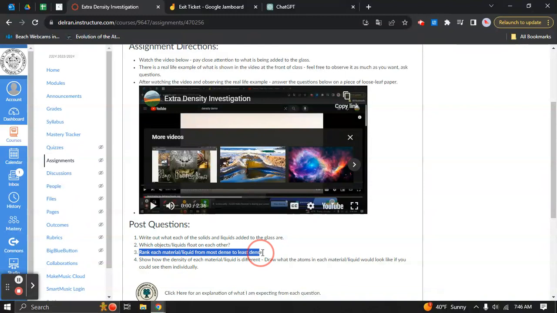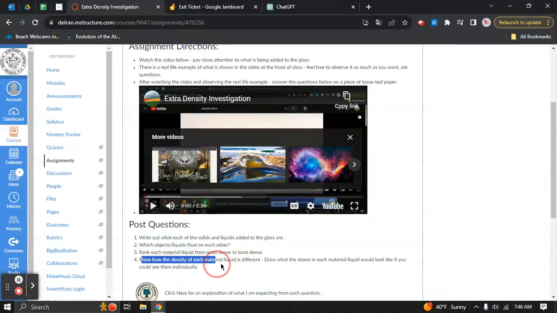And then number three, rank each material from most dense to least dense. That is pretty obvious, right? Which one is the most dense? Write that and then go up in ascending order. I'm talking about for everything in order. And remember, no two things have the same density in that video at least.